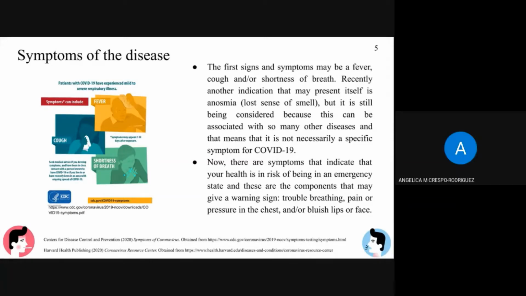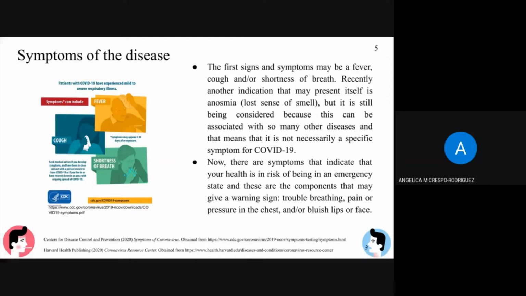Okay, thank you. Well, good afternoon. My name is Angelica, and I will be presenting the symptoms of the disease. First off, the disease can present itself 2 to 14 days after exposure, and the first signs are fever, cough, and/or shortness of breath. It is still being considered whether anosmia, the loss of the sense of smell, is part of the symptoms, because it can be related to other diseases and is not necessarily specific to coronavirus.